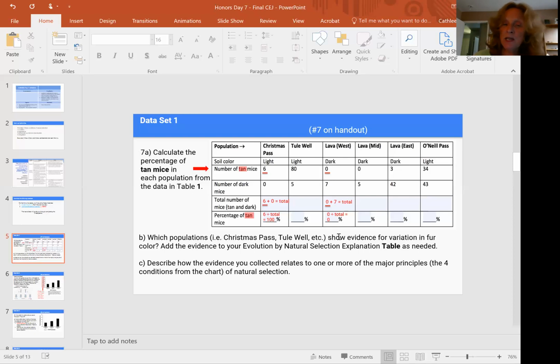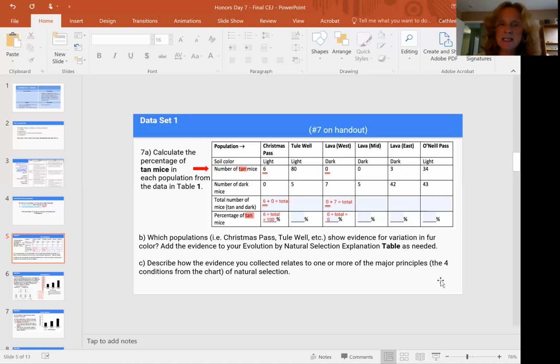Now it's asking you here which populations, so they're looking at the various locations, show evidence of variation in fur color. Okay, which ones show variation? Think back to what I was just saying a couple of slides back, okay? Add the evidence to your evolution by natural selection data table. So that data table we were just looking at, go to that part that dealt with variation and add some more data to it. Add some more analysis. Add some more supporting information, some evidence that you're going to be able to use.